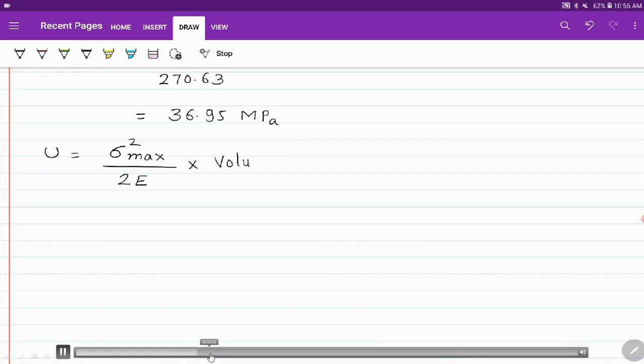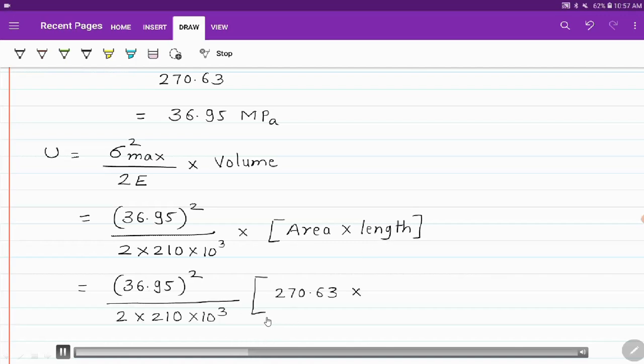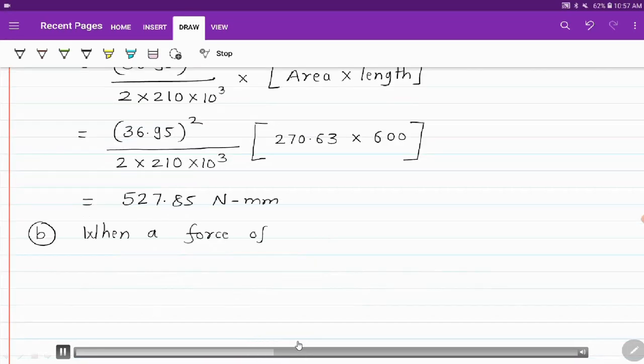Now we have to find out the value of strain energy also, which is sigma square divided by 2E into volume. Volume is area into length. So in place of sigma, it is 36.95, 2 as it is, E is 210 into 10 raised to 3. Here the units are Newton per mm square and square of that. E is having the unit of Newton per mm square. Area is in mm square, length is in mm. Area is 270.63 and length is 600. So we'll get the value of U as 527.85 Newton mm.